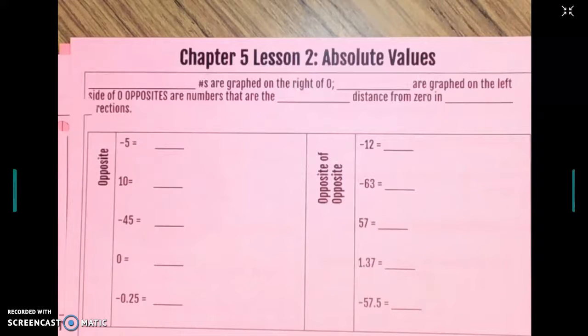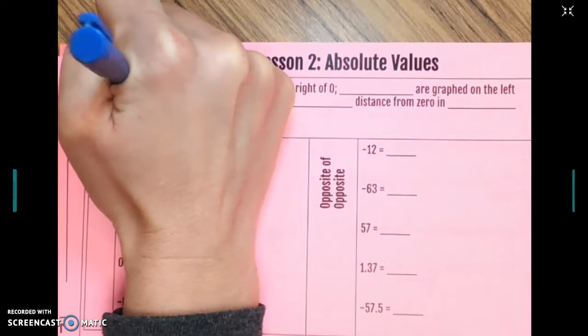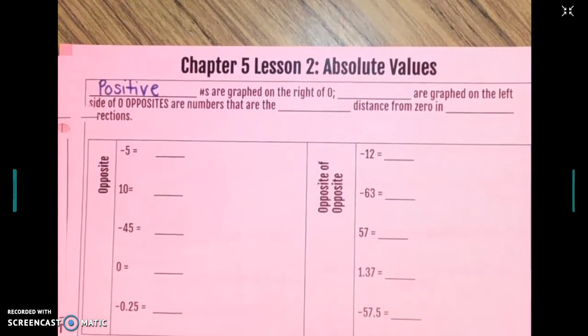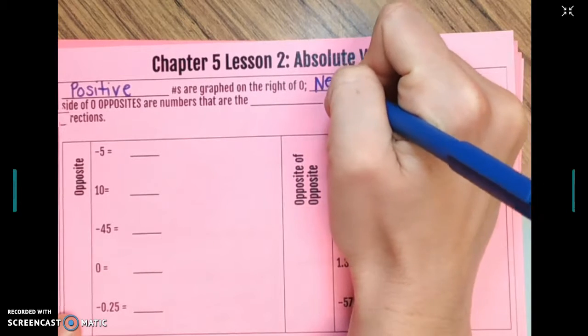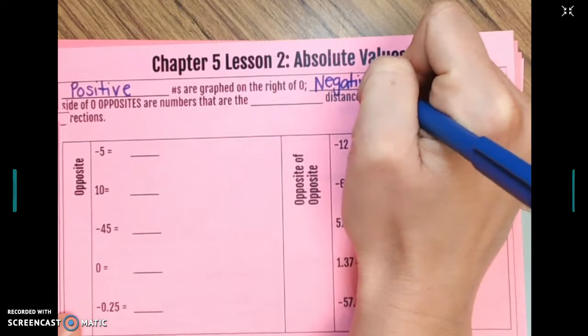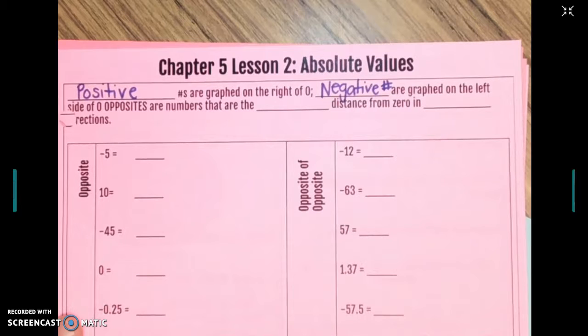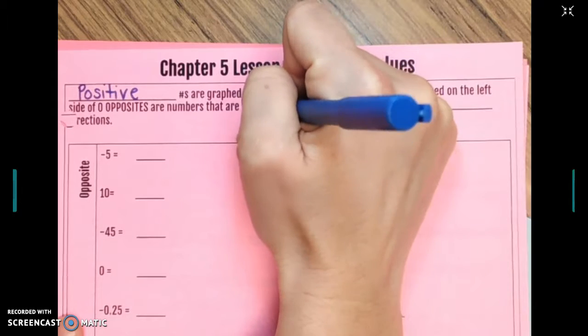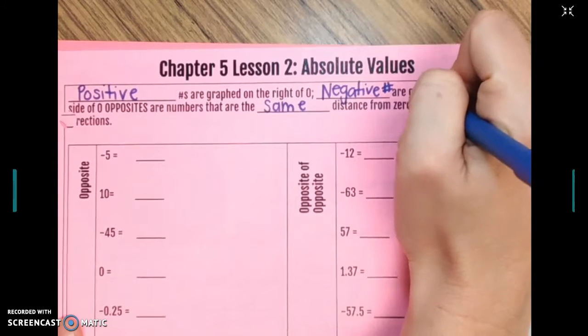Okay, in this lesson, it's lesson 2, absolute values, and we're in chapter 5. Let's look at the top. Positive numbers are graphed on the right of 0. Negative numbers are graphed on the left side of 0. Opposites are numbers that are the same distance from 0 in opposite directions.